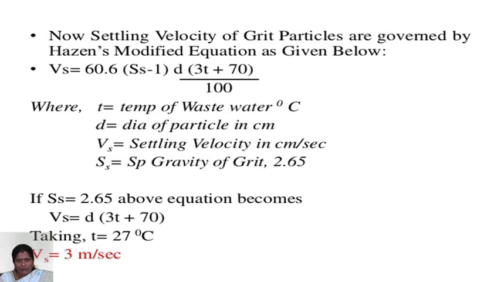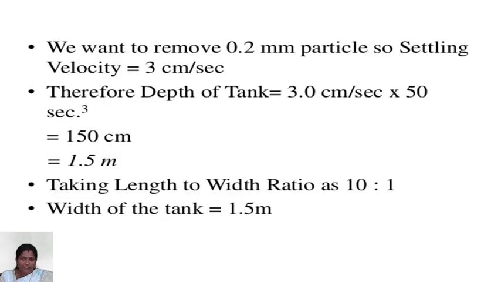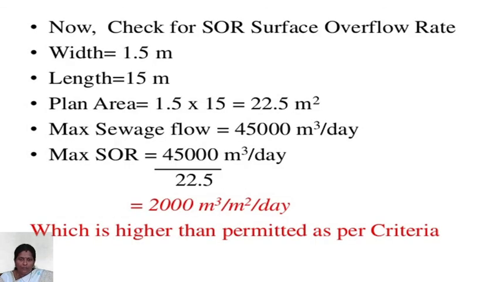then T equal to 27 degrees centigrade. From this formula you can find Vs equal to 3 centimeter per second. We want to remove 0.2 mm particle, so settling velocity is equal to 3 centimeter per second. Therefore, depth of tank equal to 3 into 50, you get 1.5 meter. Taking length to width ratio as 10:1, width is taken as 1.5 meter.